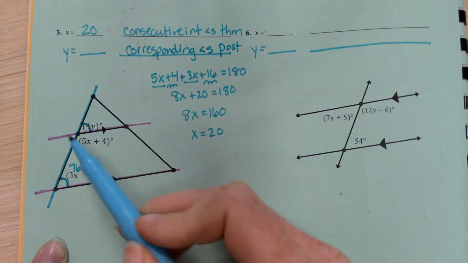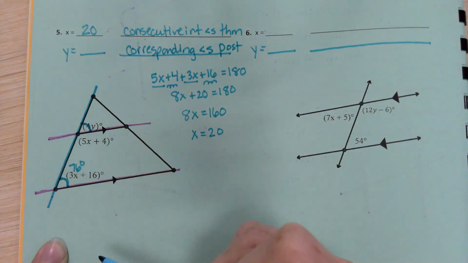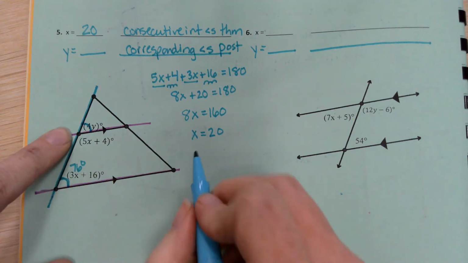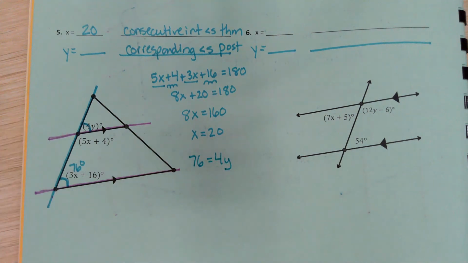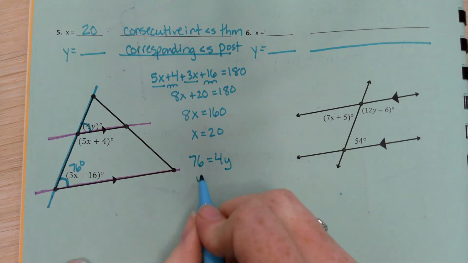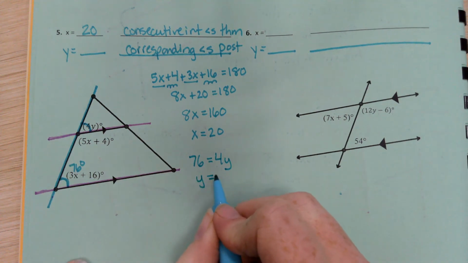You could have just as easily done a linear pair if you had plugged it in up here, which would have been linear pair theorem. Corresponding angles, though, are equal. So that means 76 is equal to 4y. And all I have to do to solve that is divide both sides by 4. So y is going to turn out to be 19.